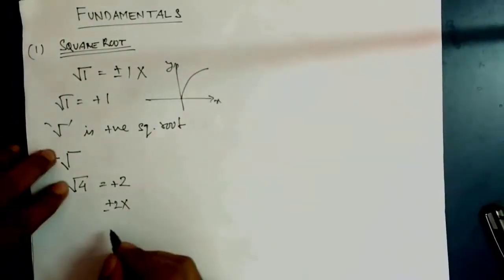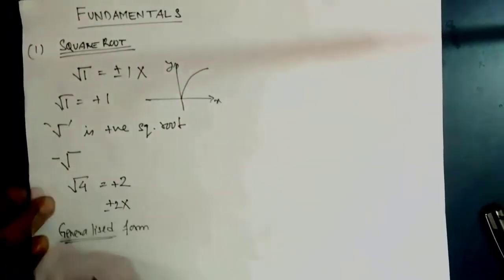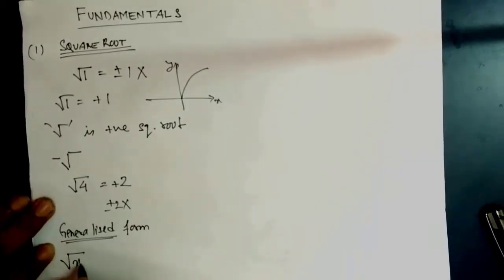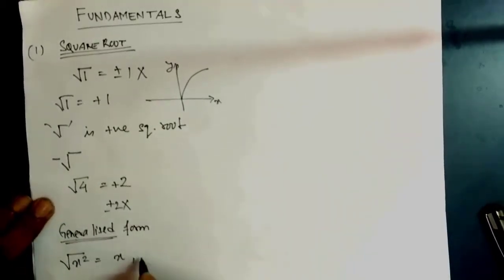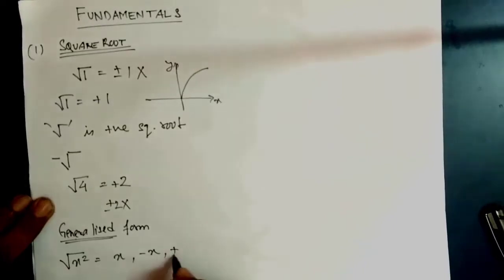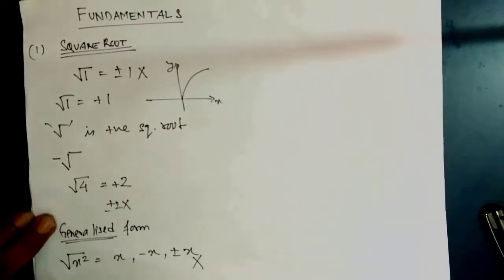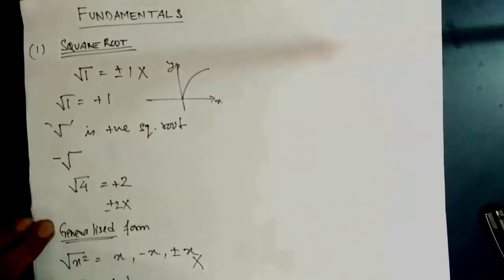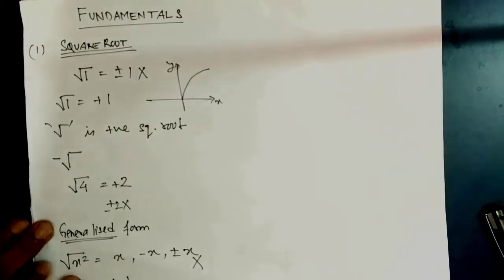So we can also generalize this. What will be the value of under root x square? x, minus x, or plus minus x? Actually, all these three are wrong. The value of under root x square should be mod of x. It should be its actual value, because the under root value is a non-negative function. Its value can never be negative.